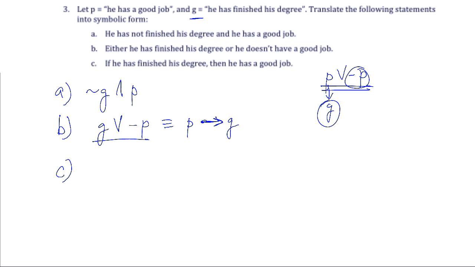Just by the way, for part C it says if he has finished his degree, then he has a good job. So this is an if-then statement, but this one is if G, then P. So these are different statements, and that's problem 3.